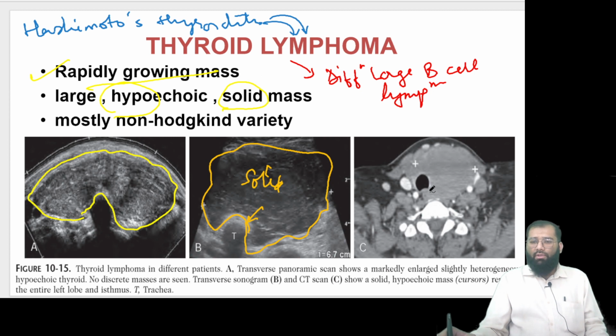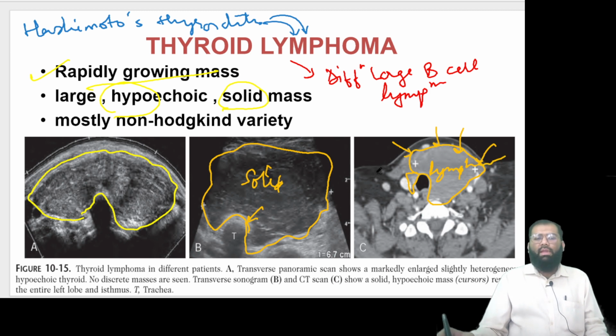On CT scan, you see that there is a solid, this is a CT image and you are able to see that there is a solid hypo-enhancing mass. This is not that enhancing, and you see a hypodense mass on CT scan which can be seen here very clearly involving left lobe of thyroid, and here this is the normal right lobe. Okay. So this is how lymphoma of thyroid gland looks like.